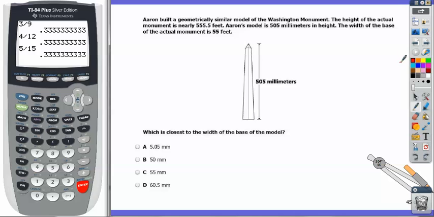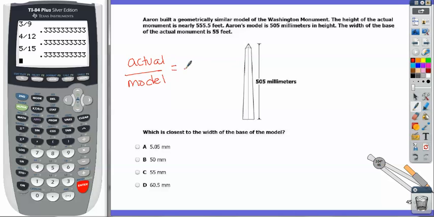Aaron built a geometrically similar model of the Washington Monument. The height of the actual monument is nearly 555.5 feet. Aaron's model is 505 millimeters in height. The width of the base of the actual monument is 55 feet. What is the width of the base of the model? So I have the actual over the model. That's how I'm going to line this up.